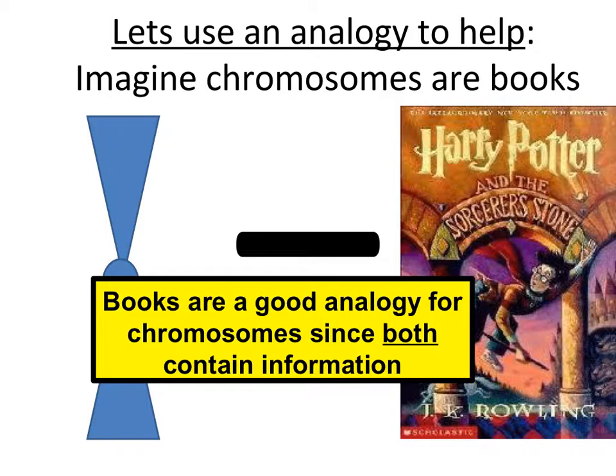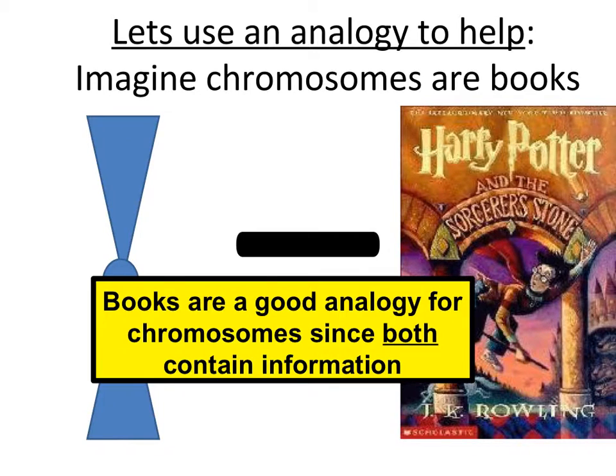And once again, books are a really good analogy for chromosomes since both contain information. I think, frankly, a cookbook would probably be a better analogy since cookbooks give you directions on how to create things, which is what the DNA does. It gives your body directions on how to create proteins. In a cell, the nucleus will provide the information for how to create proteins that cell needs or that cell generates. So a cookbook does something similar. But let's just stick with Harry Potter because, magic.